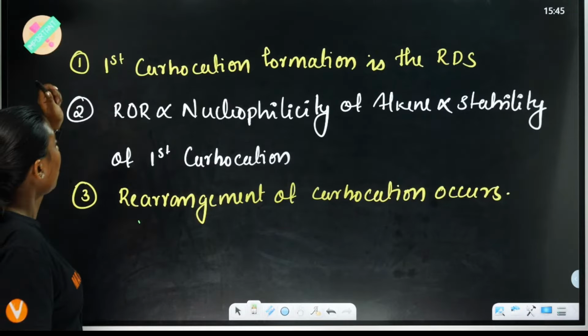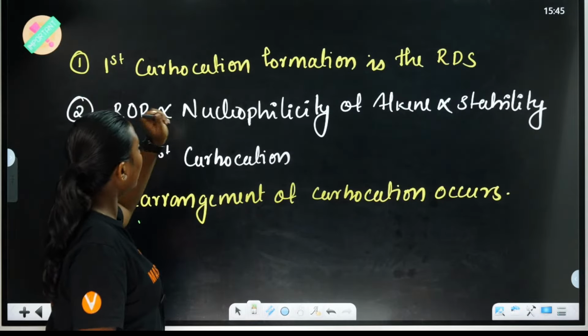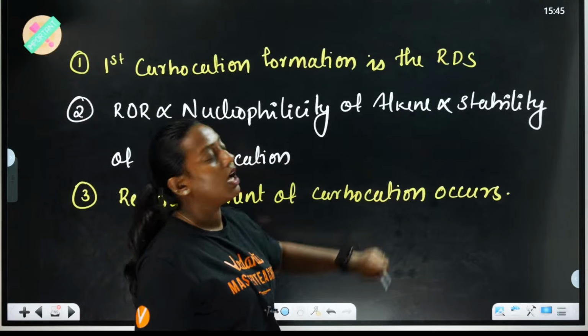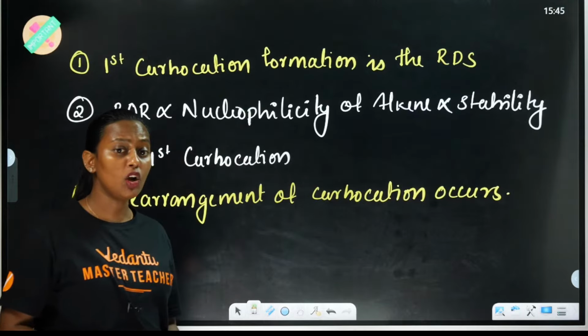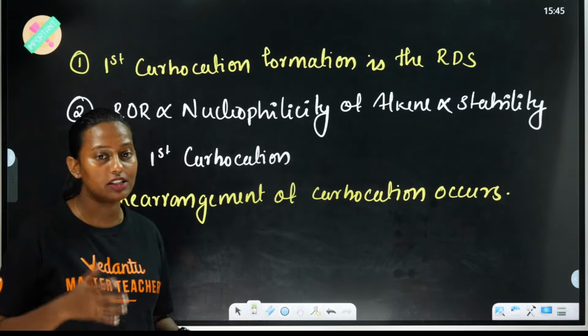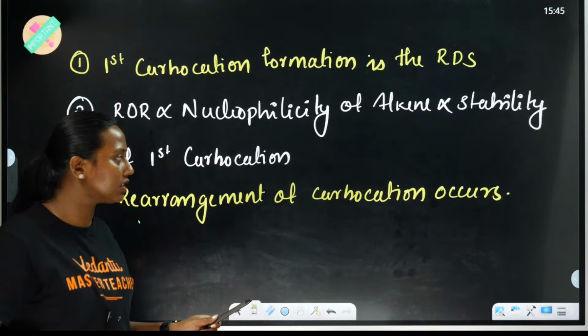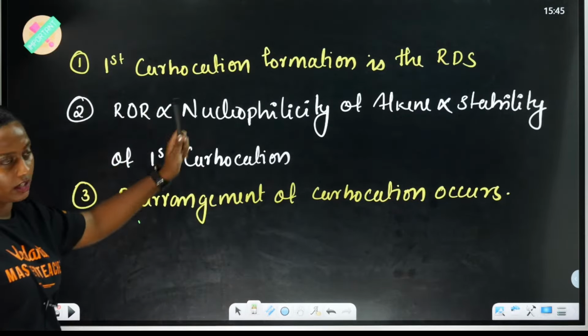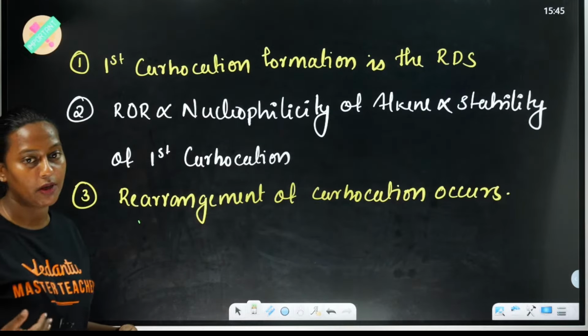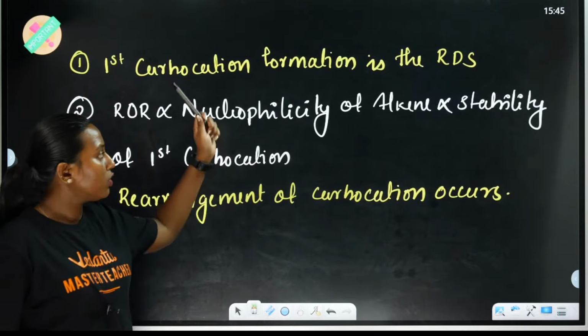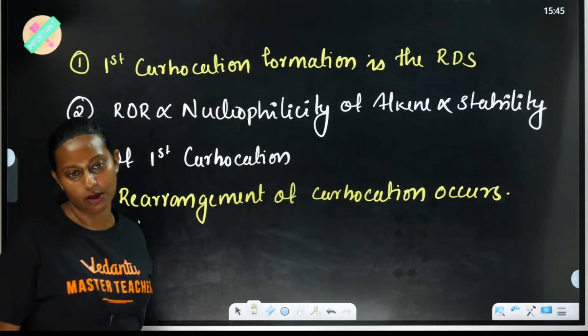So the first point is, first carbocation formation is the RDS, the rate determining step. Carbocation formation before rearrangement is actually the rate determining step.